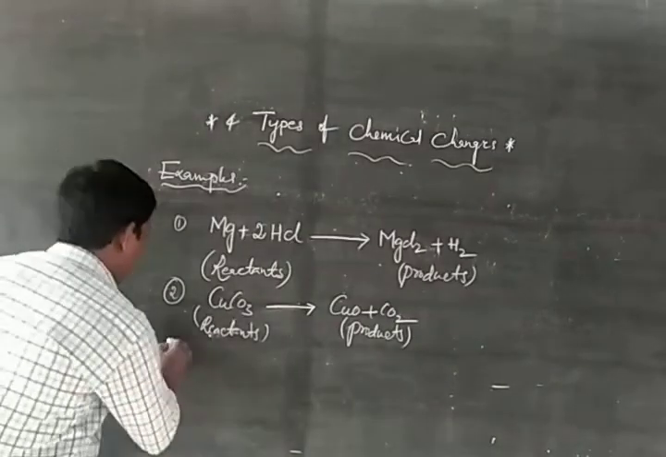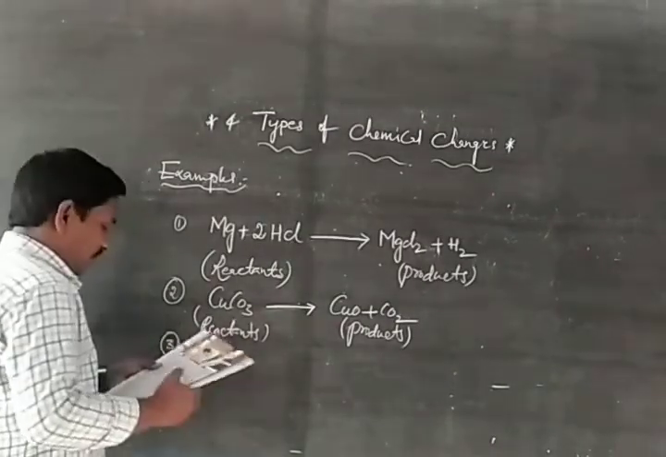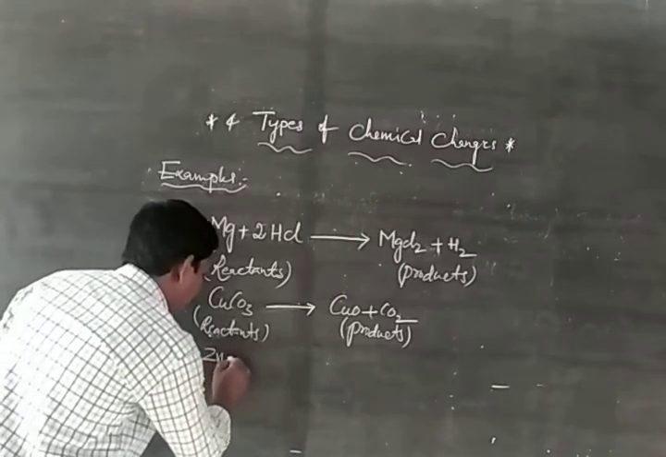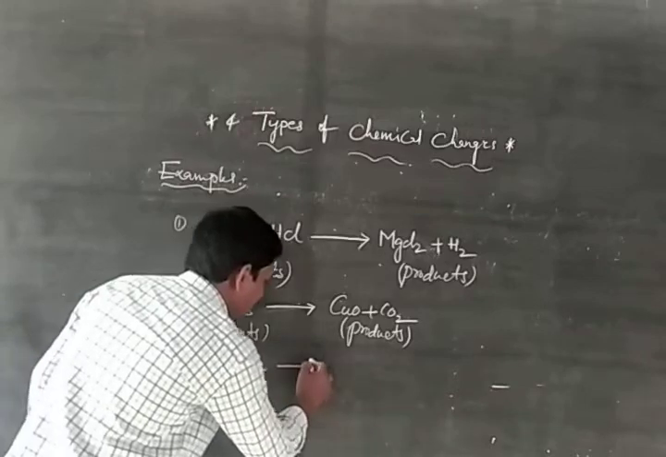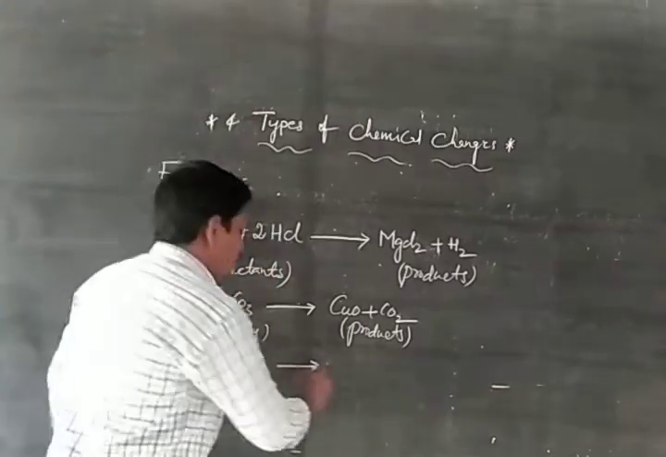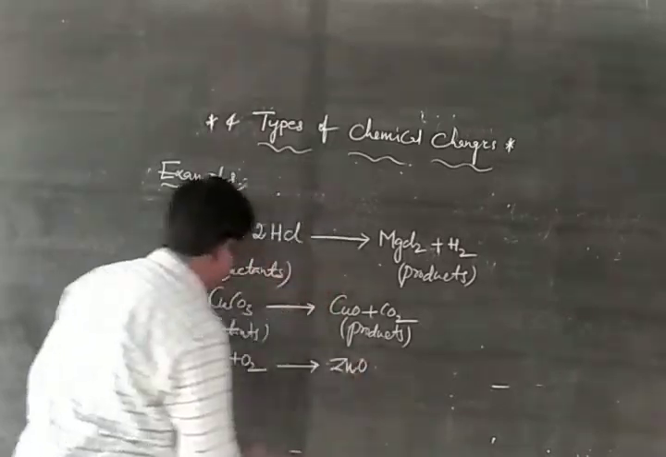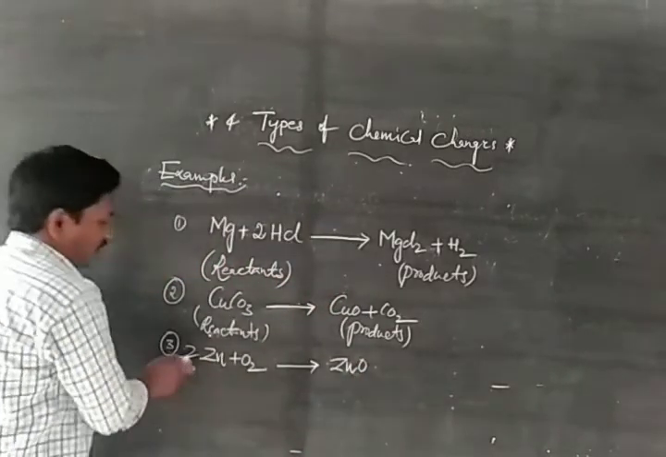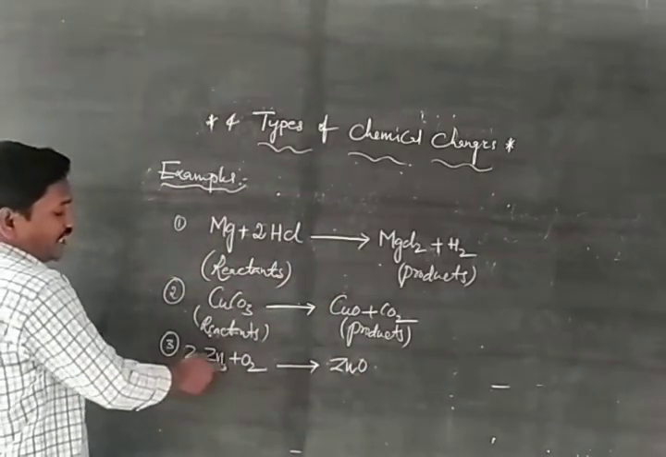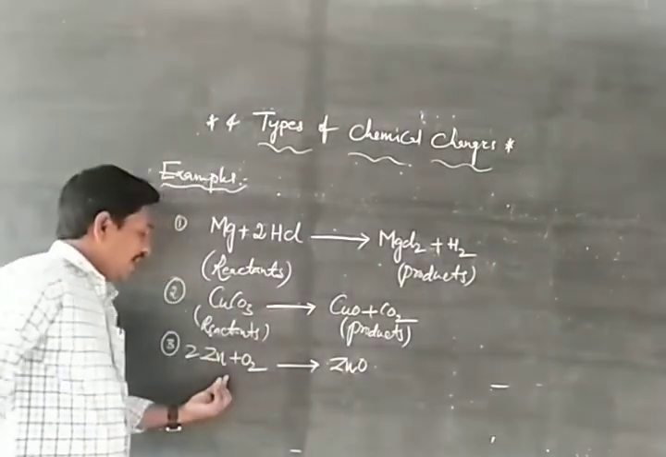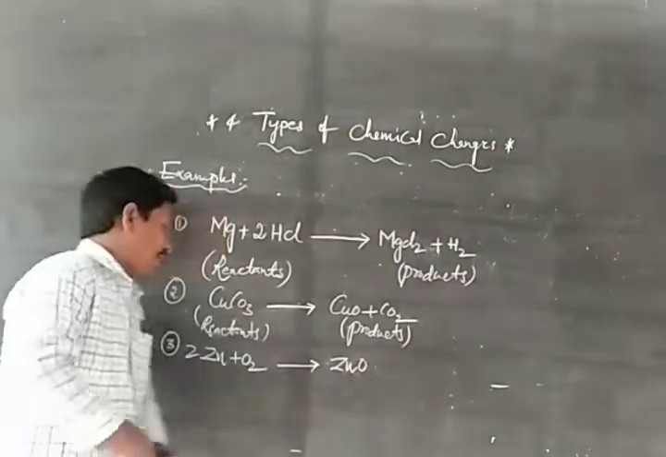And the third one, you can write: Zn plus O2 gives rise to ZnO, zinc oxide. Now it is balanced: 2Zn plus O2 gives rise to 2ZnO, zinc oxide. These are reactants and products.